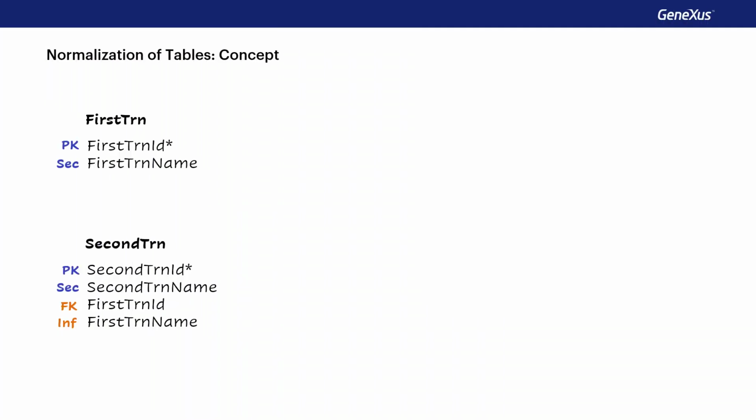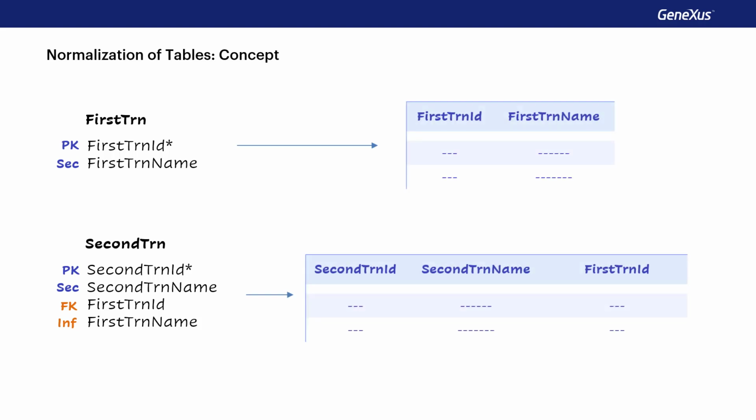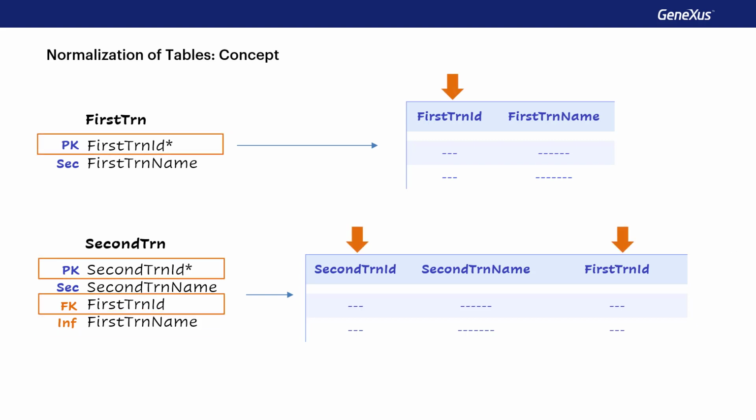Let's start then with the concept of a normalized database. What does it mean? It means that there are no duplicated data, no redundancies. Secondary attributes are present in a single table. Inferred attributes are not stored. And the only attributes that can be included in more than one table are primary keys, since there are also foreign keys in other tables.